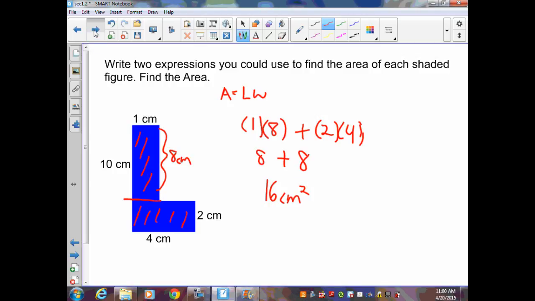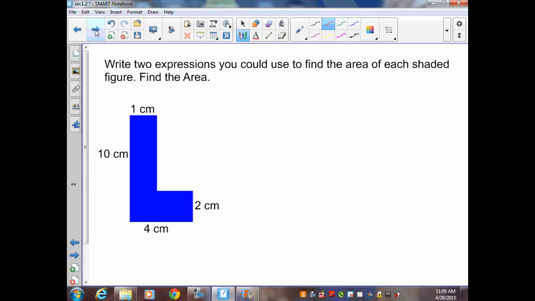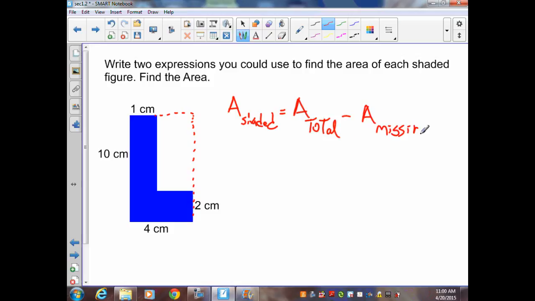Now, let's work on that same problem, but use a different method. What I plan on doing here is assuming that now I have one entire block, one big rectangle, and I can find the area of that rectangle and use this formula. Area of the shaded equals area of the total minus area of the missing.